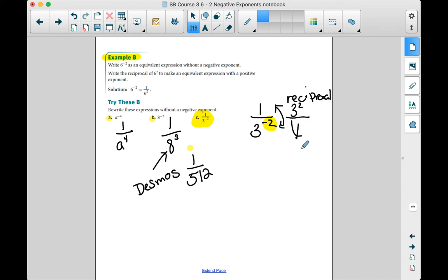Now this one here, when I take a number, so 3 squared is 9. 9 divided by 1 is still 9. So I don't have to write that 1. So I could just write it as 3 squared in its simplest form. So 1 over 3 to the power of negative 2 can be simplified just as 3 to the power of 2. So let's go ahead and add that.